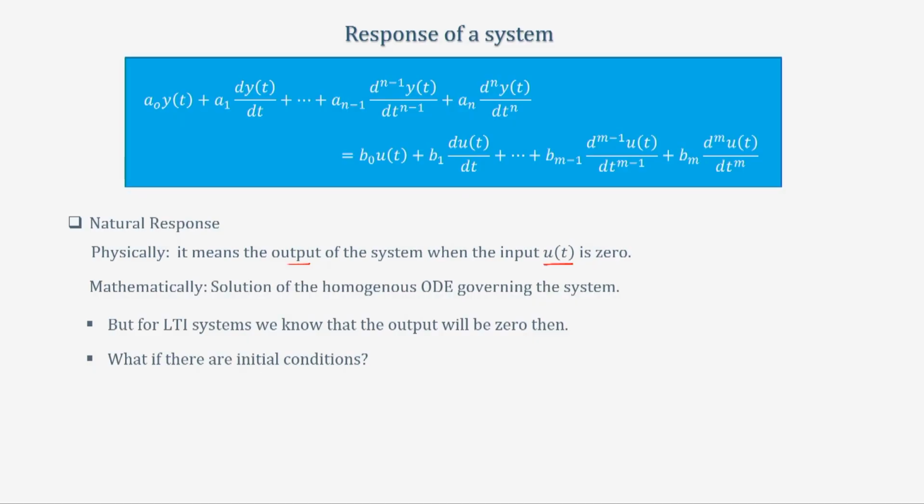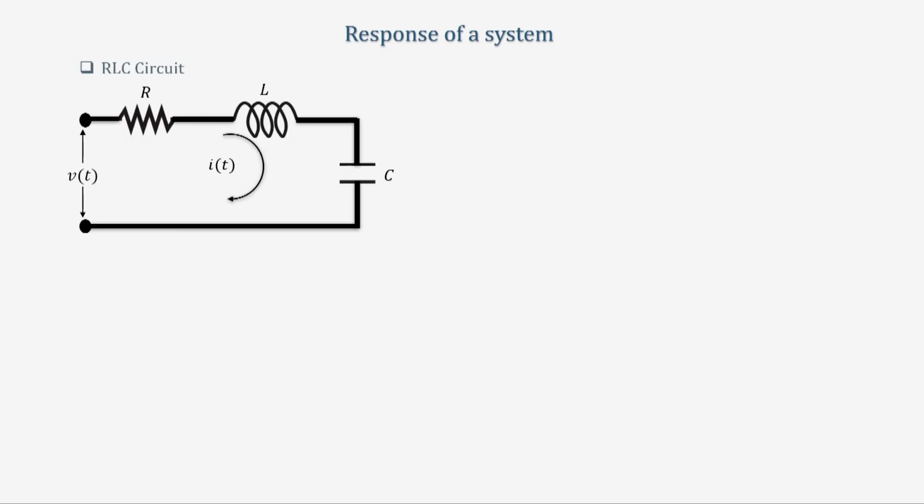So, let us try to see what we mean by natural response of a system in more detail with the help of an RLC circuit as has been shown here. This is a series RLC circuit with R, L and C. Input here is voltage v(t), output is say the current flowing through the circuit.